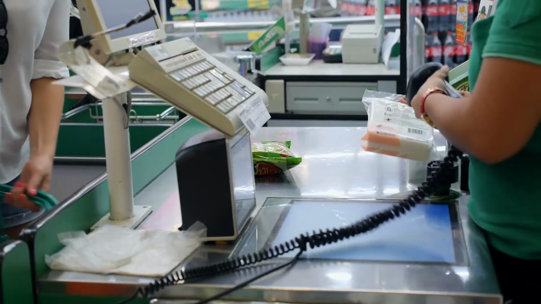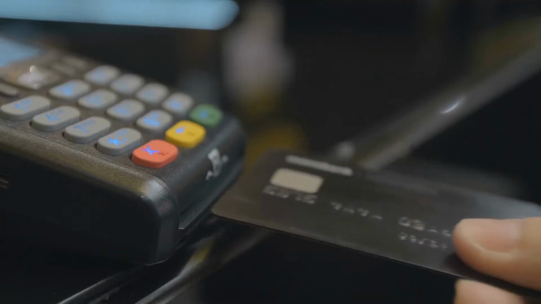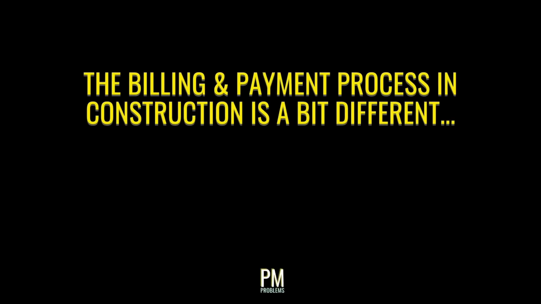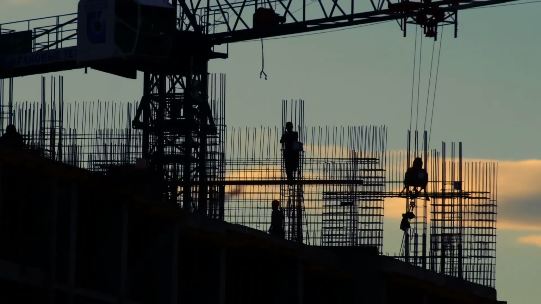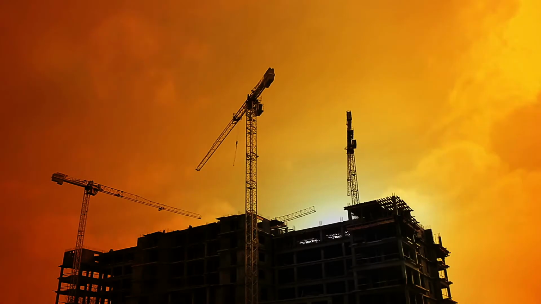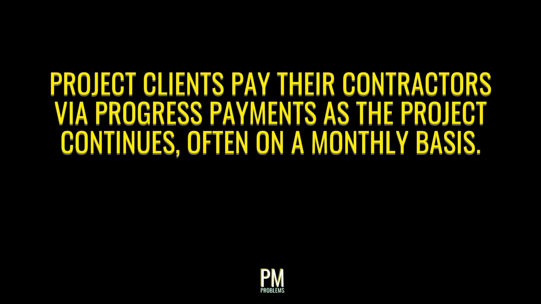When we're buying groceries, the process is fairly straightforward. We're told what we owe, we get out our wallets, and we cough up the money. And then we move on. In the construction industry, the billing process is a bit more complicated. Projects in full swing have workers on site from several different trades, materials getting delivered, equipment in use, and other costs like that. Clients pay their contractors via progress payments as the project continues, often on a monthly basis.